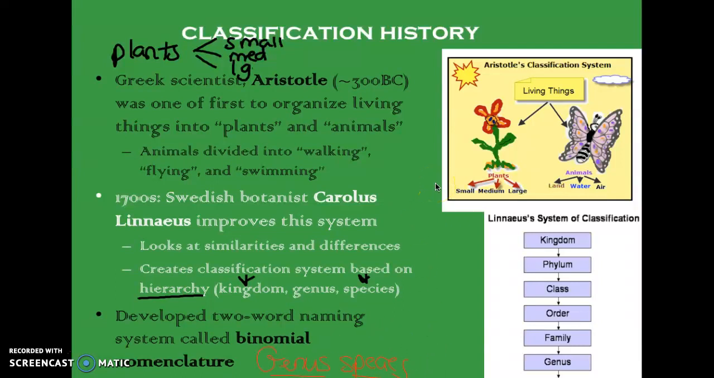So for our species, it would be genus Homo and species sapiens. So we are Homo sapiens. That is our binomial nomenclature. That's what we call humans.